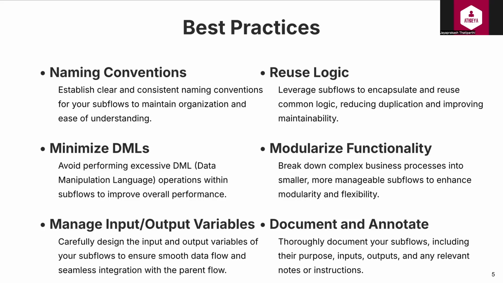Next, be mindful of your DML operations. Avoid placing DMLs like create, update, delete inside loops, and consolidate your operations wherever possible. This helps maintain governor limits and improve performance, especially when subflows are invoked frequently or in bulk. Another key practice is to design your input and output variables thoughtfully. Clearly define what data your subflow needs and what it should return. This ensures smooth integration with the parent flow and keeps your data flowing correctly between steps.